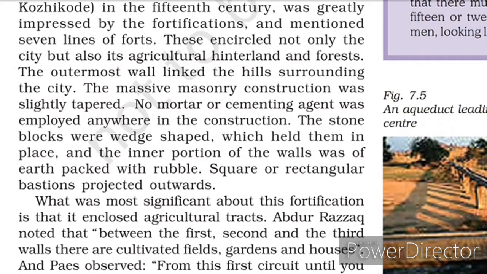The stone blocks were wedge shaped. As I say, wedge shape means some kind of hook type was made, and then stone was put over one another, and it just locked. And as it is locked, it held its place, and it is impossible for people to move it up. And the inner portion of the wall, that means the outer wall, it is already done. Now after that, the inner wall. Now the inner wall was packed, means it was filled up with rubble.